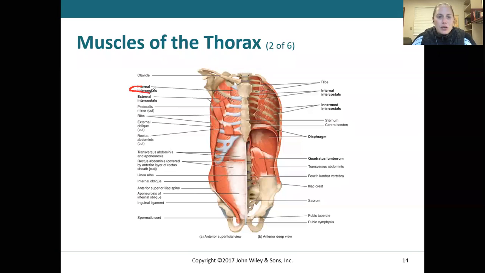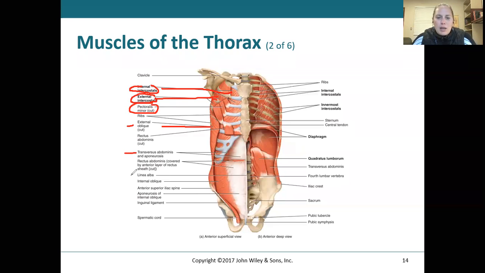Okay, so muscles of the thorax. Here you have your internal intercostals. And so anytime you see intercostal, think of between the ribs. Here you have your external intercostals. Again, these are outside kind of that rib area. We can see things like the pectoralis minor that's been cut. You can see that here, your external oblique, kind of running down the side of your body. Transverse abdominis we covered last time.